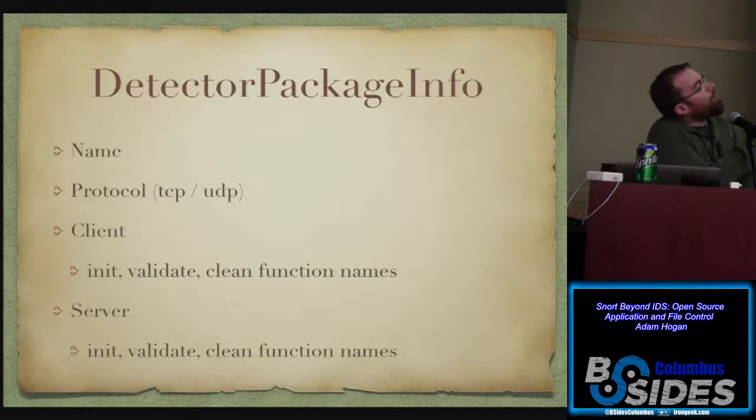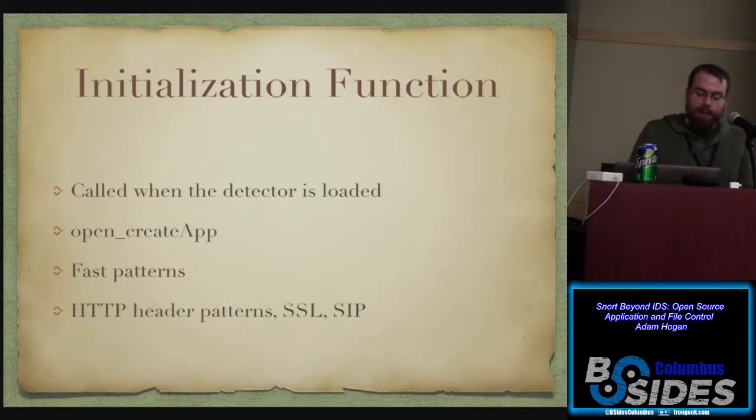And then for each of those, we'll have init, validate, and clean functions, which we may or may not use. So the initialization function, when that detector is loaded, it loads that up. What it does is, if there's certain static patterns, it loads those, all right? Because for static patterns, we can check those very quickly as it's processing packets and rule out what doesn't match those, right? So those load pretty quickly.